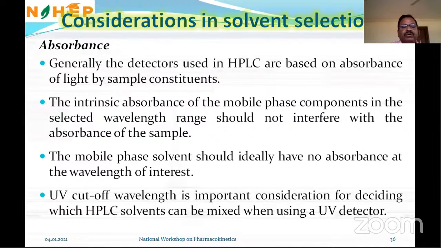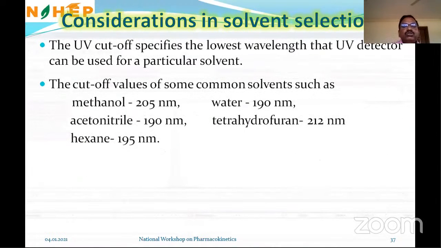And the next one is UV cutoff wavelength. It is an important consideration for deciding which HPLC solvent can be mixed when using a UV detector. The UV cutoff specifies the lowest wavelength that a UV detector can be used at for a particular solvent. These are the UV cutoff values of various solvents, like methanol 205 and acetonitrile 190, and in general, wavelengths less than 200 nanometers should not be used. The UV range is 100 to 400 nanometers, so we can use up to 200 nanometers to detect any substance that absorbs UV light. Beyond that, less than 200 nanometers will give a lot of noise in the UV detector.